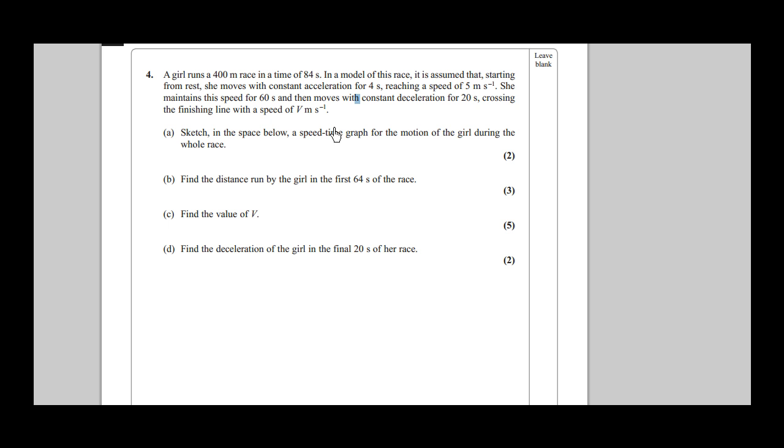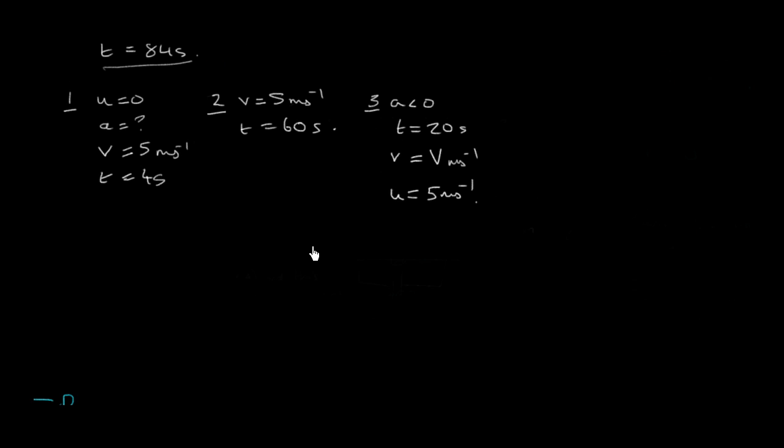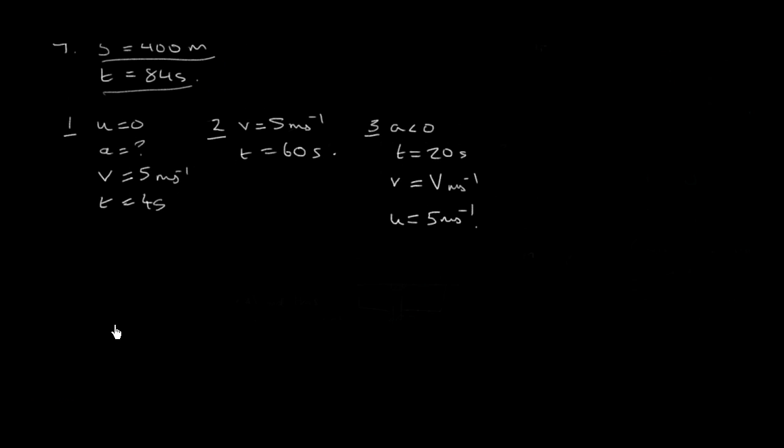Sketch in the space below a speed time graph for the motion of the girl during the whole race. Okay, so that's 2 marks and that should be quite easy to do. So let's see what the graph would look like. Do you want the speed time graph?